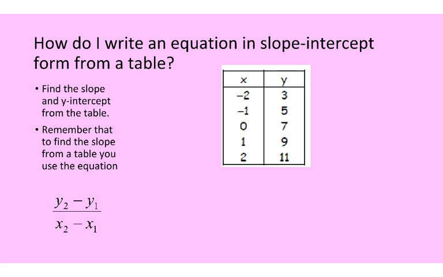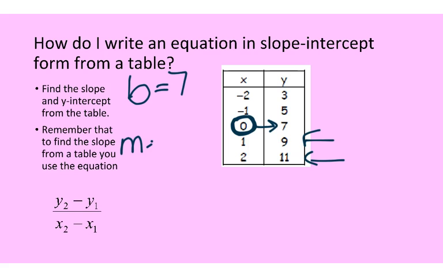So very quickly I can find the y-intercept in my table, because I know that 0 in the x column tells me that 7 is my y-intercept. Okay? Now, in order to find my slope, I have to choose two coordinates. I'm going to choose (1, 9) and (2, 11). And I'm going to use this formula to find the slope.